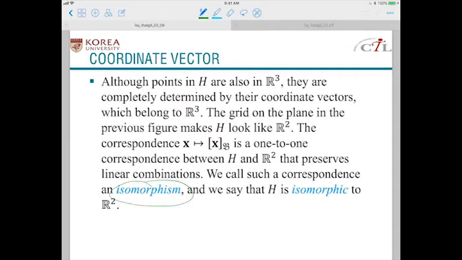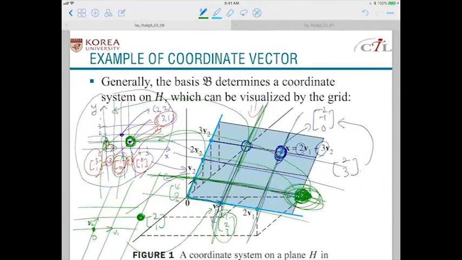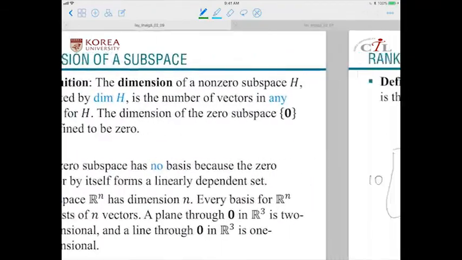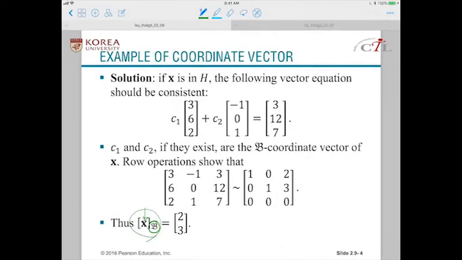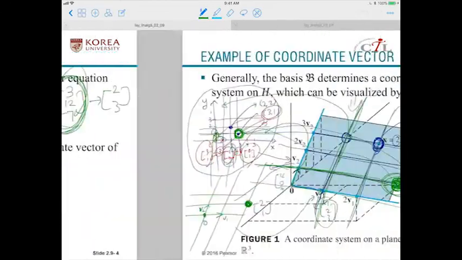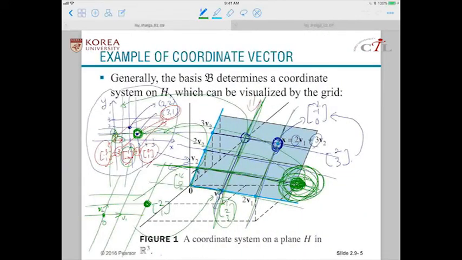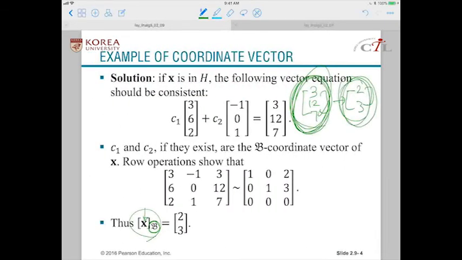So here the mapping can be found like this. In this example, we can think of the mapping from 3, 12, 7 into 2, 3. And this vector is something like this point, and that point actually corresponds to this vector in just a standard two-dimensional space.